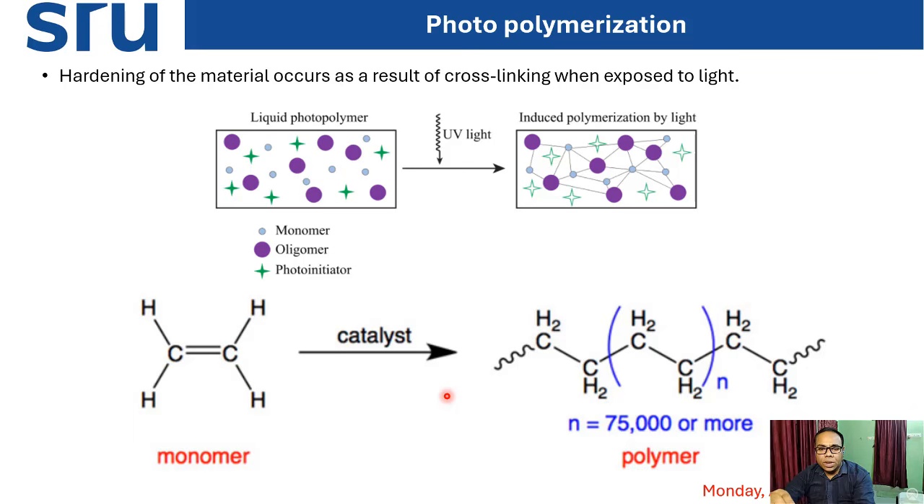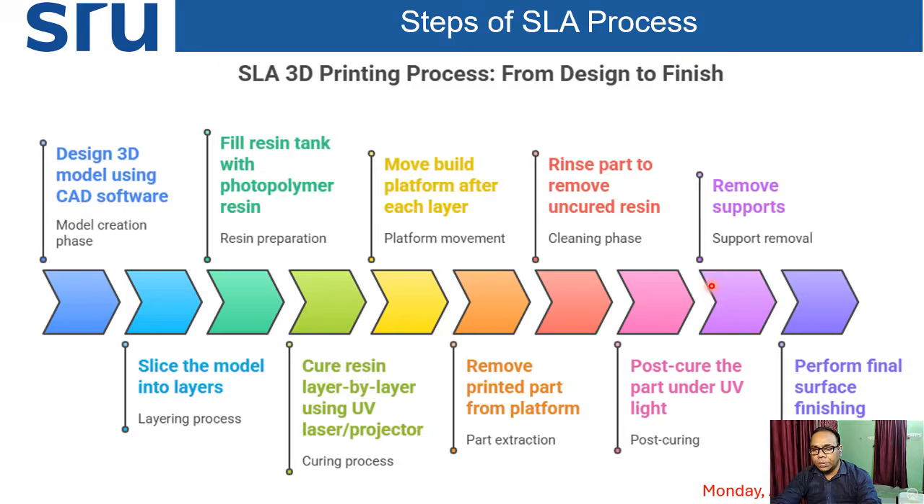Initially the monomer liquid will be there, and in that liquid oligomer will be mixed, and then light will pass, so that during the process bonding will take place between the monomer units, so that they make a complete big chain. Different monomer units will be combined together and make a big polymer chain. That's why you can see that N is 75,000 or more. So the single units will combine together, and that linked chain is more than 75,000. You can think of that many. In this way, the photopolymerization process will be taking place.